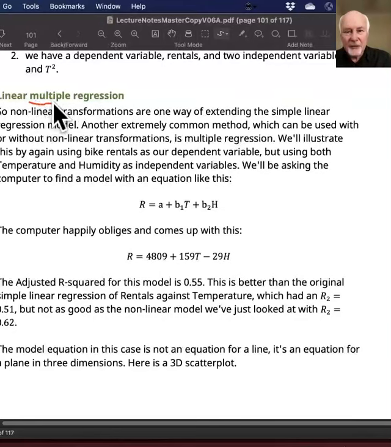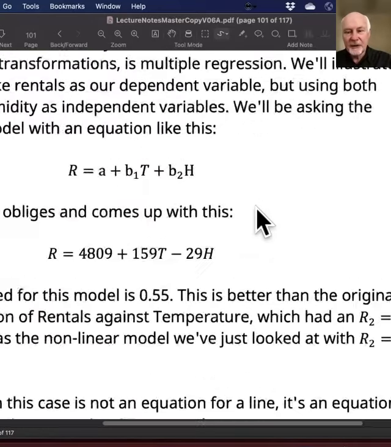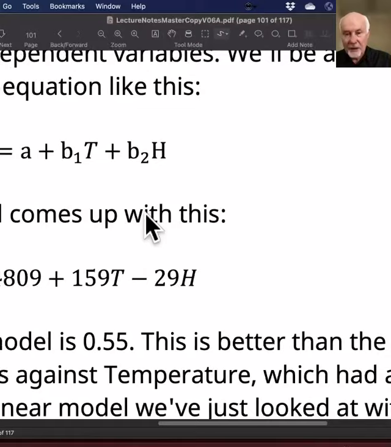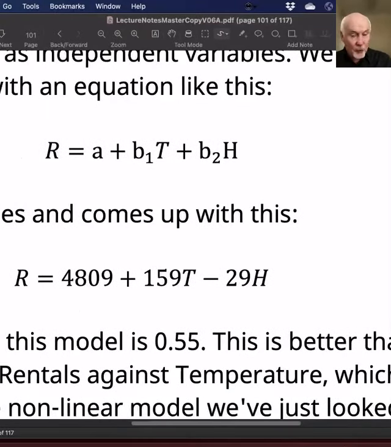So multiple regression is the one that you will come across most often in journal articles in some form. And there are lots and lots of variants of this. But the central idea is that you'll have a linear regression, but it'll be one where you have two independent variables or more. You can have lots of independent variables.